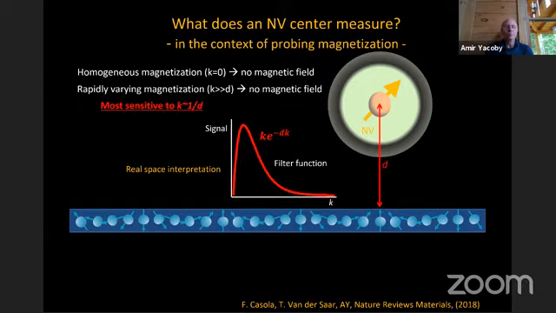Not surprising. By the way, the fact that the signal from k equals 0 increases linearly, as shown by this red line, suggests, and that's the intuition I'd like you to have, that what the NV center is actually measuring is gradients in magnetization. When you take a real space gradient into Fourier space, you multiply by k. So this linear dependence, signal linearly dependent on k, suggests that for long wavelength magnons, we're actually measuring the gradients in magnetization.